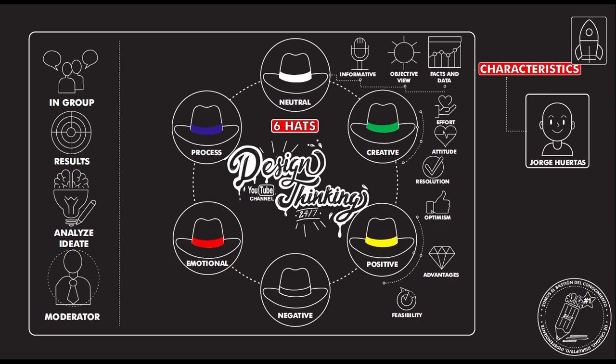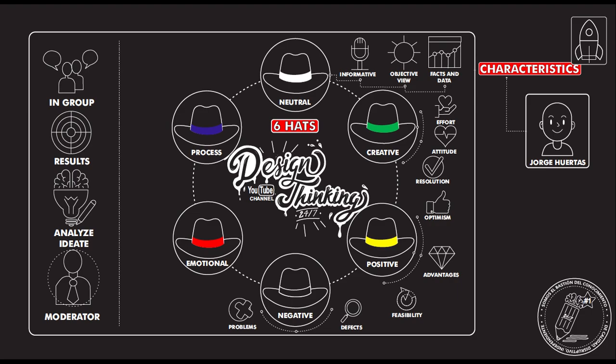The next one is the black one, which is all the negative. It's the opposite to the yellow one. And here you will see all the problems, all the defects that you could see, and all the things that could go wrong. And the idea is that you could share it with all your group.